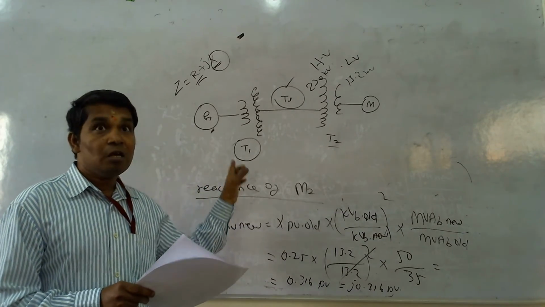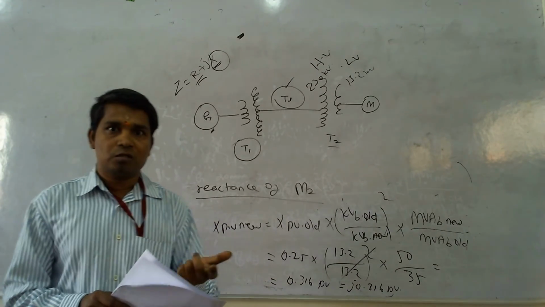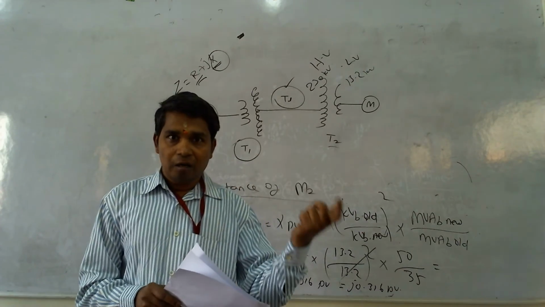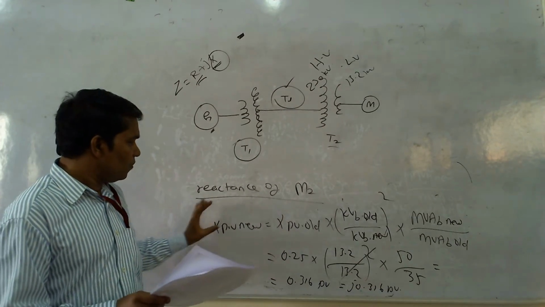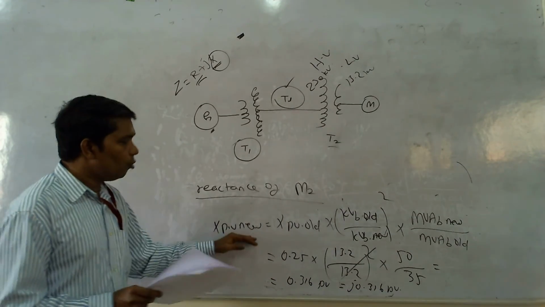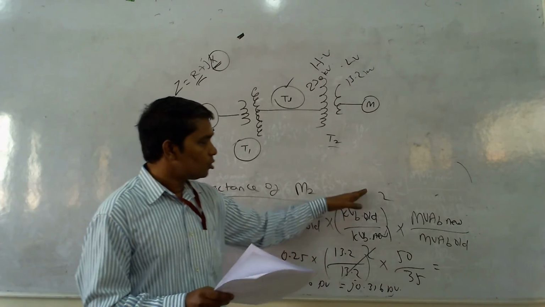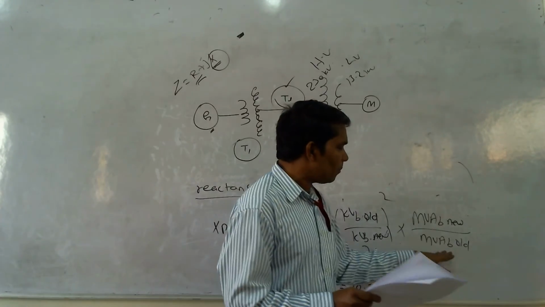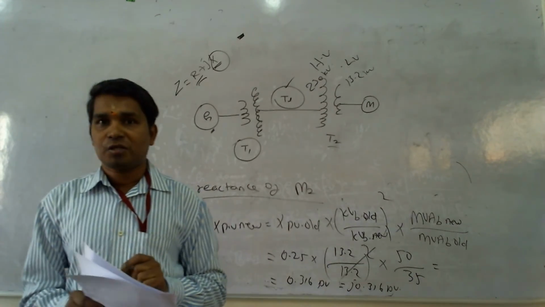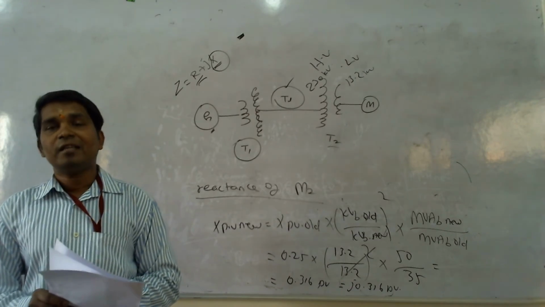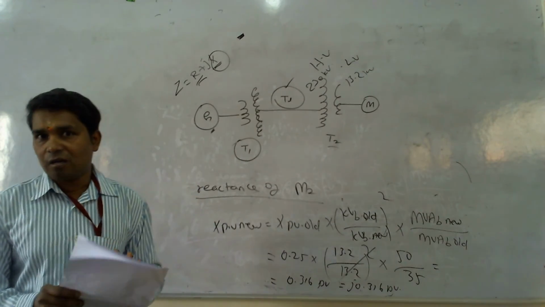Here we have seen there are two ways, because the reactance value can be given in ohms or in percentage or per unit values. If it is given in percentage or per unit value, we have to use this formula: X per unit new equals X per unit old into kilovolt base old divided by kilovolt base new, the whole squared, multiplied by megavolt ampere base new by megavolt ampere base old. If the values are given in ohms, we use the new reactance value equal to actual value divided by base value. That's all.